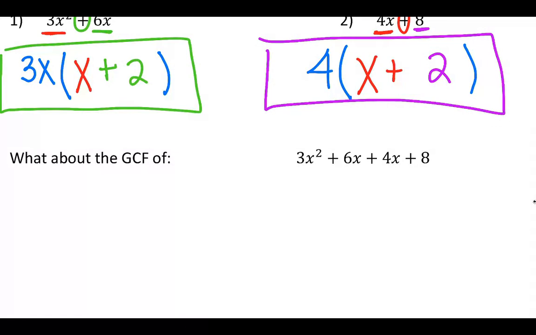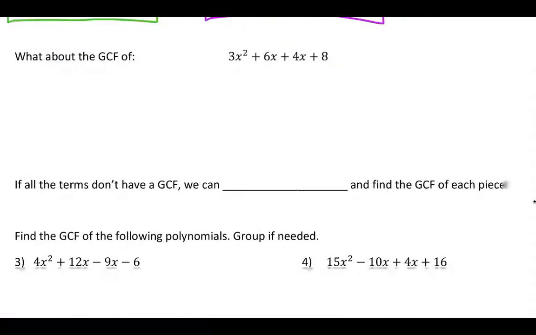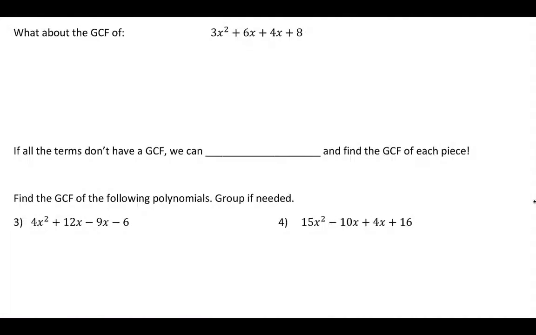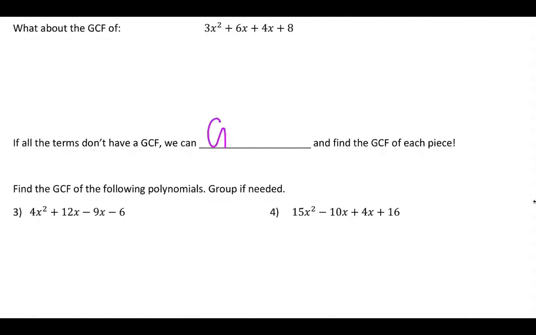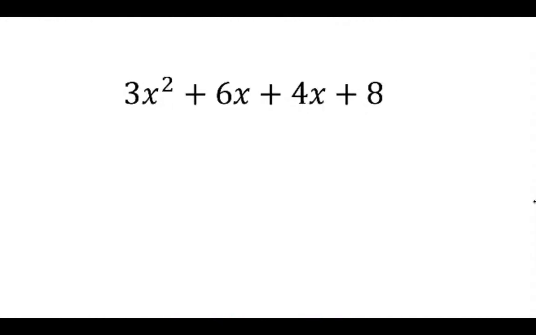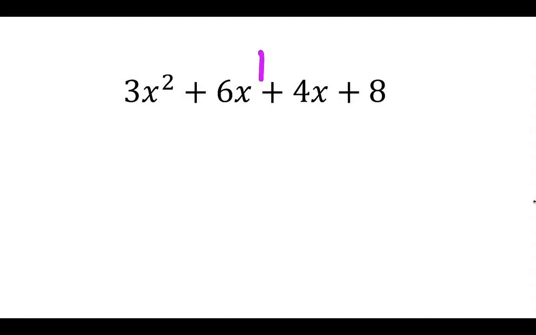It doesn't work. So the way we're going to do this, it's called grouping. So if all the terms don't have a GCF, we group and find the GCF of each piece, okay? So that's important. You're finding the GCF of each piece. So what you're going to do is to split this into 2 binomials. So we're going to split it right down the middle. And you're going to find the GCF of both of them, like they're separate.